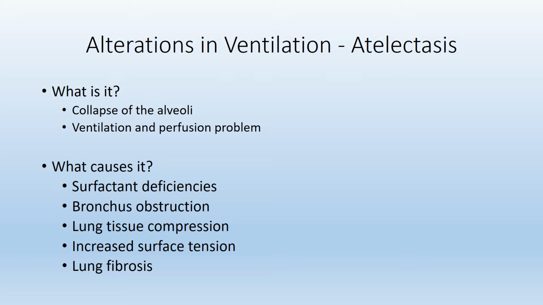Another cause is going to be increased surface tension, right? Especially on the inside of the lung, in the alveolar space, and this has to do with surfactant deficiencies. So the surface tension of the alveoli increases a substantial amount, and then it really wants to pull it closed. We see that lung fibrosis could cause a collapse of the lung alveoli as well.